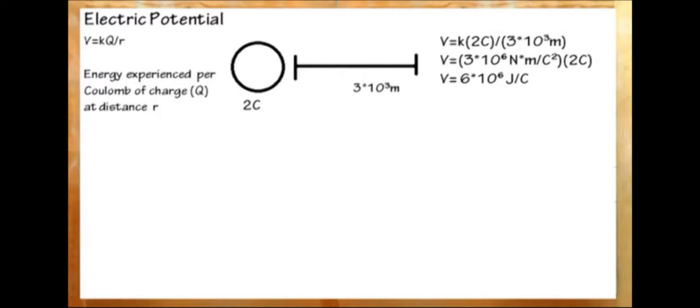Electric potential is a measure of the electric potential energy that a charge will have at a certain point at a certain distance away from the center of an electric field. And we calculate that with the equation V equals kQ over r, where Q is the charge generating the electric field and r is our distance away from it. The units that we'll receive from this equation is newton meters per coulomb, or the more commonly known volt.